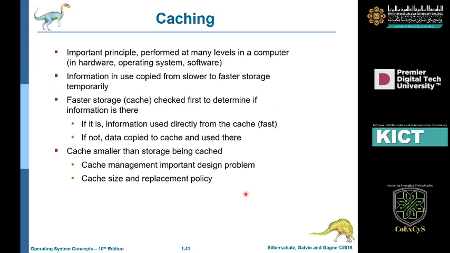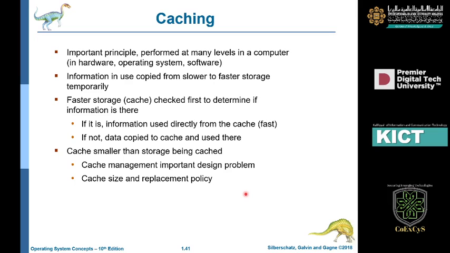And there's also caching that's important in the operating system, right? Caching is basically performed at many levels on the computer, in the hardware, in the operating system, and in the software itself, right? Information in use is copied from slower to faster storage temporarily. Basically, that's the idea, right? We copy stuff that is being accessed on the hard disk. Because the hard disk is slower, we put it in memory so that we can access it faster, right? So faster storage is kept in cache, and checked first to determine if the information is there. If we cannot find it in the cache, we will look for it in the hard disk, for example, right?